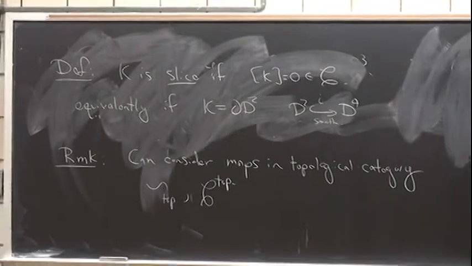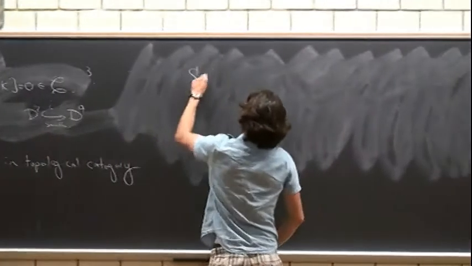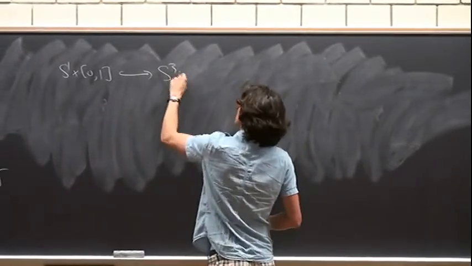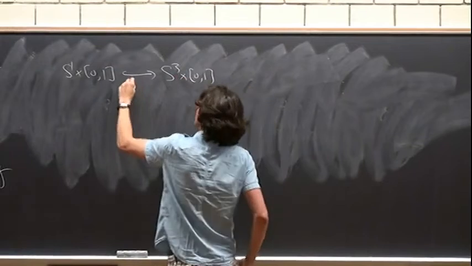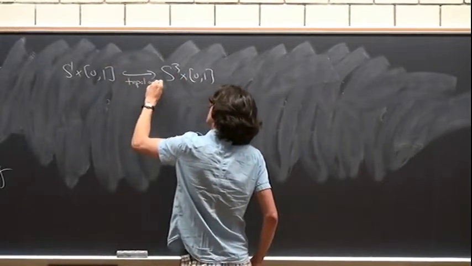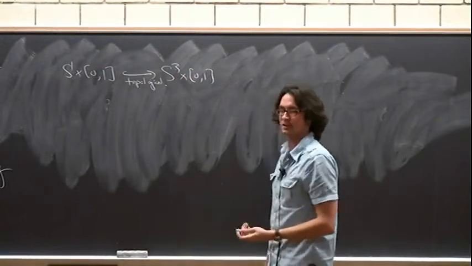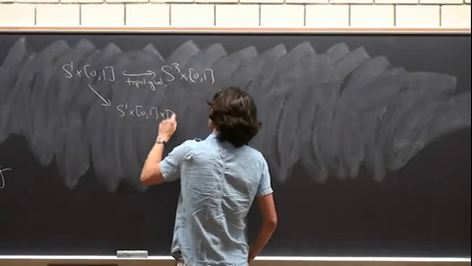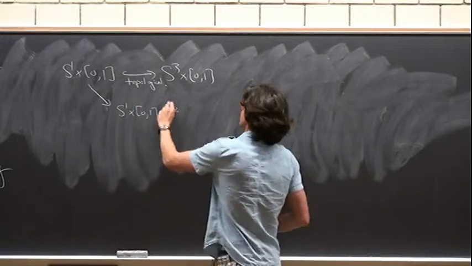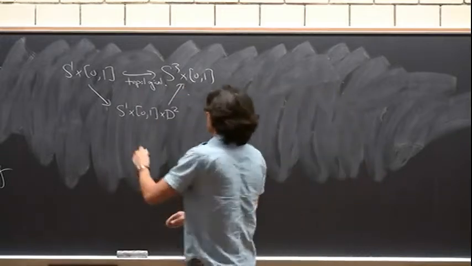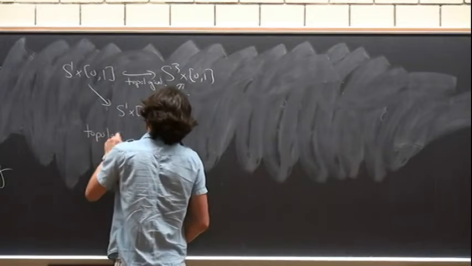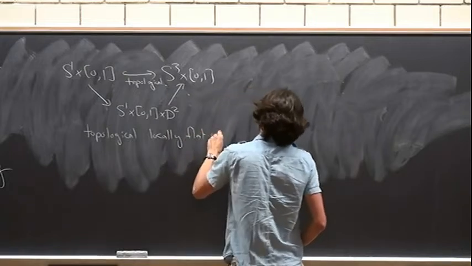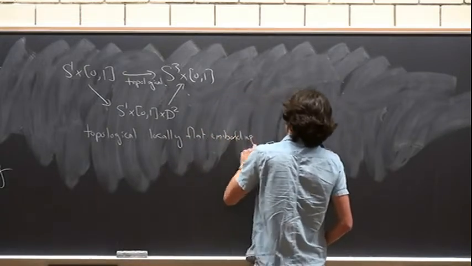And it's maybe not completely obvious what you do here, so I'll just point it out. The most naive thing would be to say, well, I make my maps be topological embeddings, just continuous embeddings. But then the group actually turns out to be trivial. So what you want instead is that the map extends to a cylinder across a disk. This is called topological locally flat embeddings. Extends to embeddings.